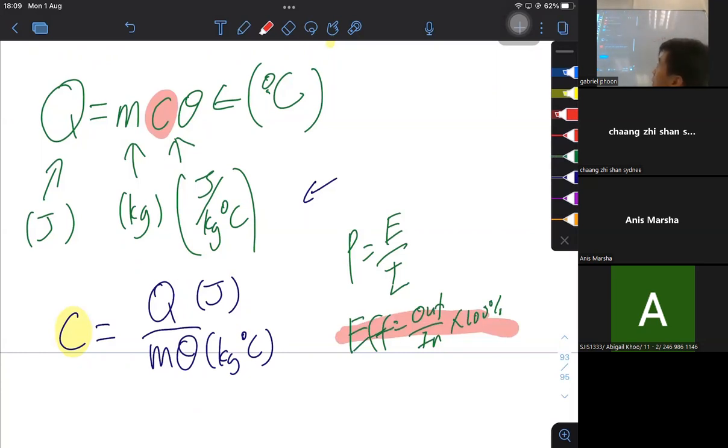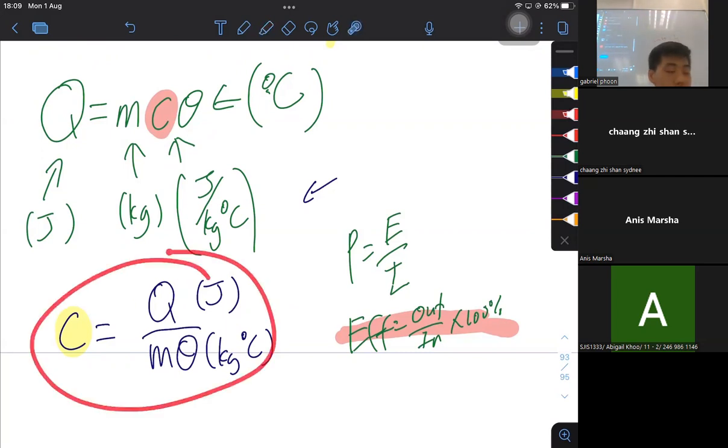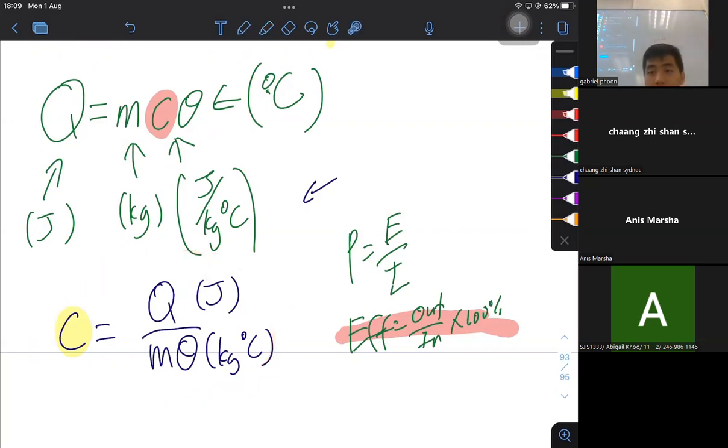Oh, can you repeat that again? Which part do you want me to repeat? The specific capacity one, is it? Okay, I repeat, specific capacity is the amount of heat energy required to change 1 kg of a substance by 1 degree Celsius. Okay, do you get that? Specific heat capacity is the amount of heat energy required to change 1 kg of a substance by 1 degree Celsius. Okay?